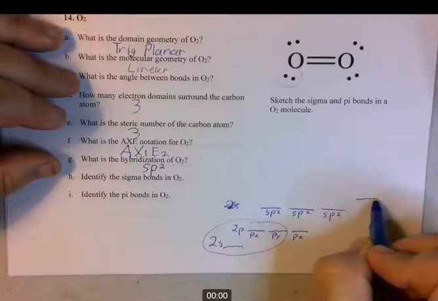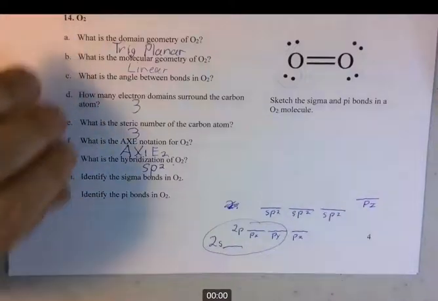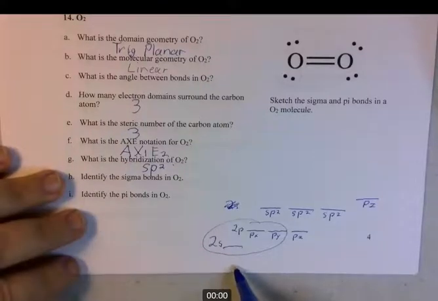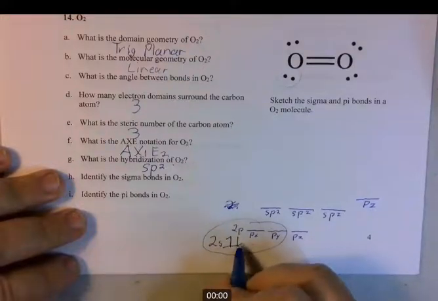And then you've got a p, we'll just call it pz, which is an unhybridized orbital. Now what is the electron configuration when you draw it on an Aufbau structure? What does it look like for oxygen? Oxygen has 6 valence electrons. So it has 1 up and 1 down.